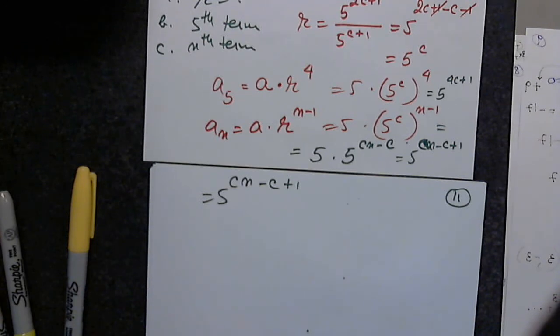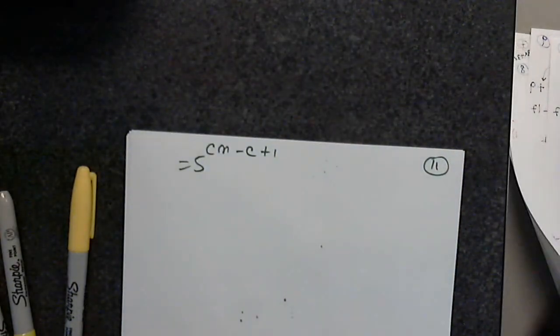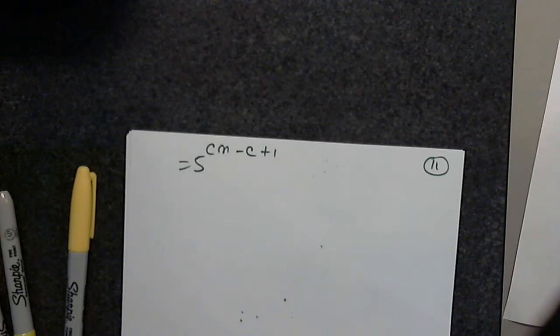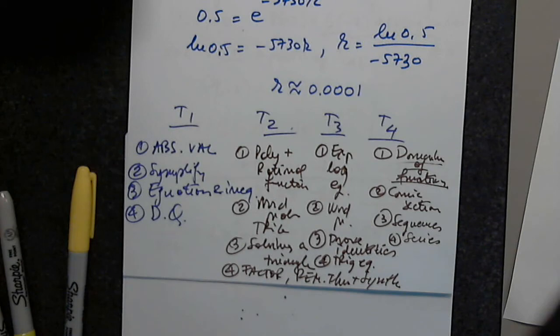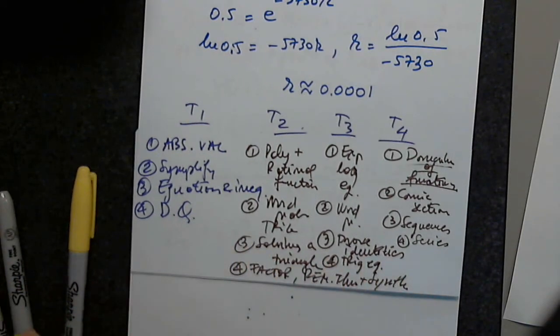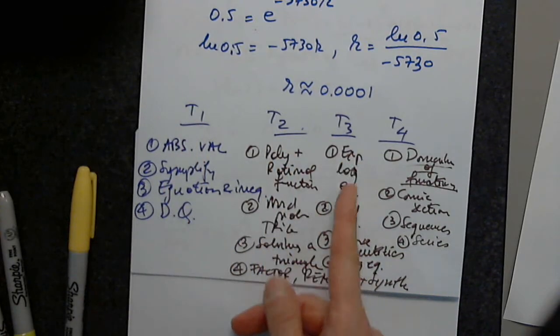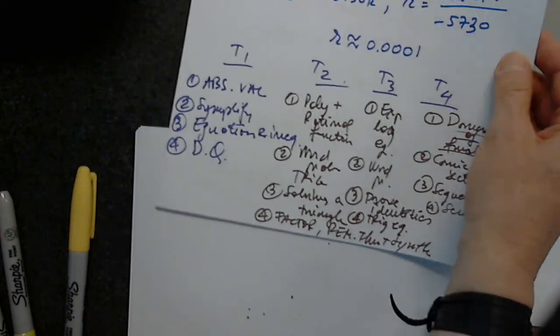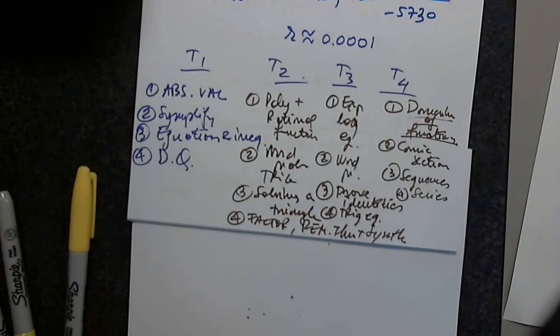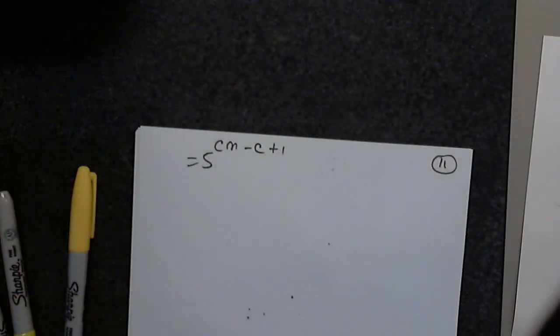Anything else? We summarized the topics that we will have on the final exam, and we reduced everything to 16 topics. So 4 from test 1, 4 from test 2, 4 from test 3, and 4 from test 4. Okay, anything else? Anything else?